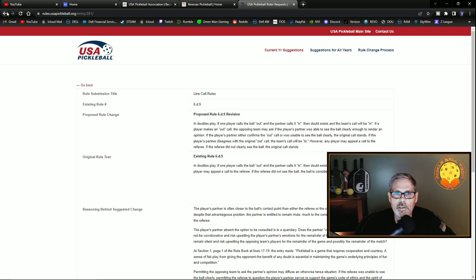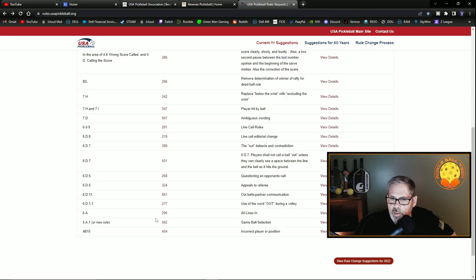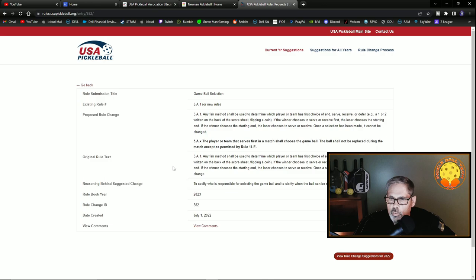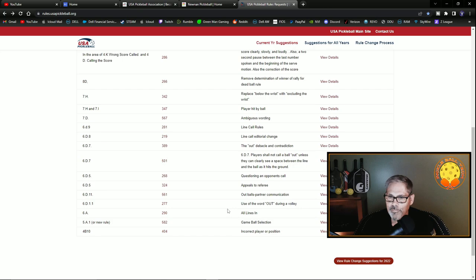There was one other here. Game ball selection. I'm dying to see what that one says. The player or team that serves first in a match shall choose the game ball. The ball shall not be replaced during the match except as permitted by Rule 11E. I don't think that rule needs to change. It's pretty easy.